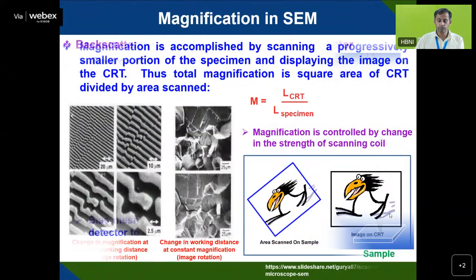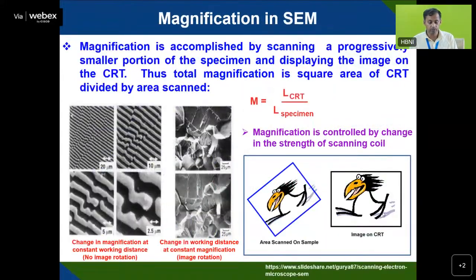Now if you look at the magnification in SEM, the magnification is achieved by scanning a progressively smaller portion of the specimen and displaying the image on the CRT. The total magnification is M equal to L CRT divided by L specimen. That is, the total magnification is the square root of the ratio of the area of the CRT to the scan area. You can see the change in magnification at working distance, and here there is no image rotation.